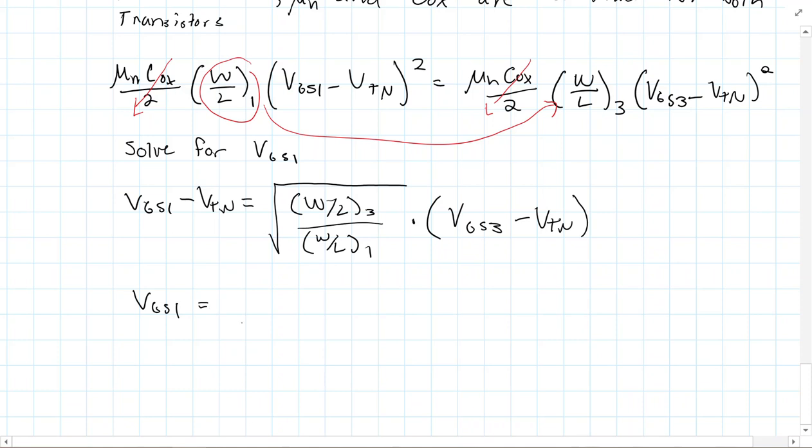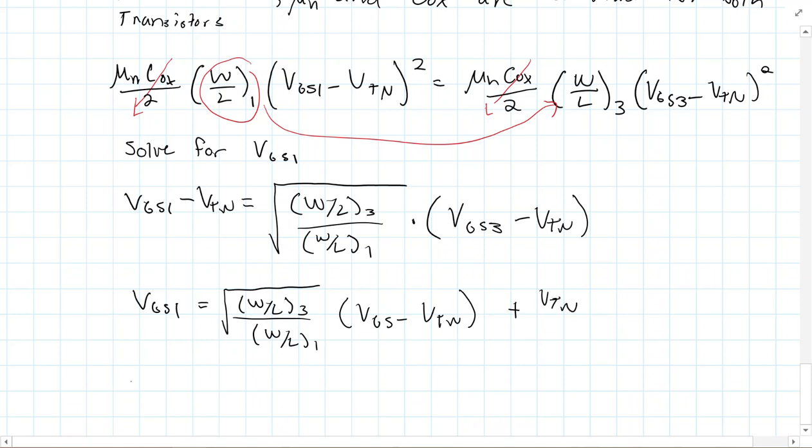So VGS1 then is simply equal to the square root of W over L for the third transistor times W over L for the first transistor times VGS minus VTN, and then plus VTN. Now what we're going to do is separate this into VGS and VTN. And what do I mean by that?